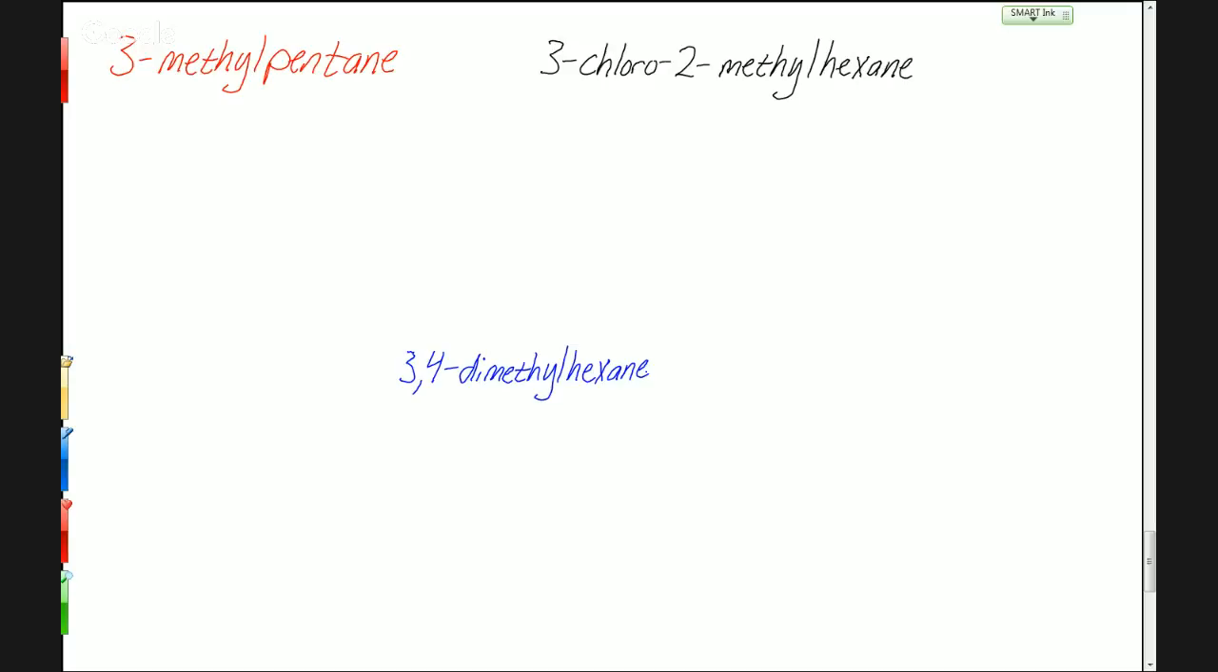Can you get some good line structures yet? So to do these, I see, so one looks pretty good. Start with that main name. If it ends with pentane or hexane, that tells you how many carbons to draw. And then you can draw the substituents coming off of the appropriate carbon.